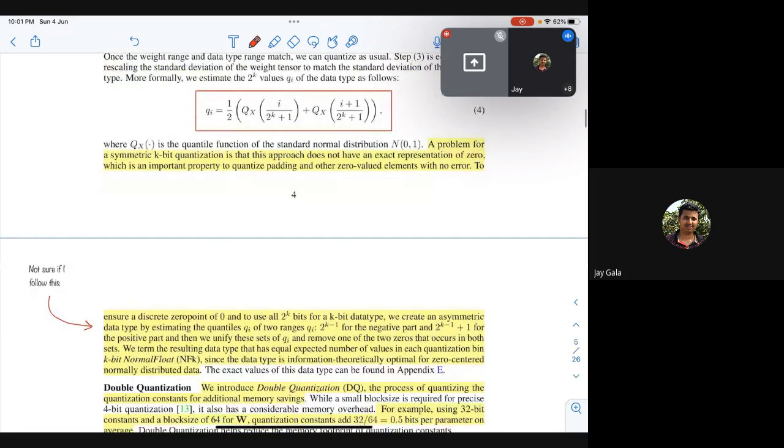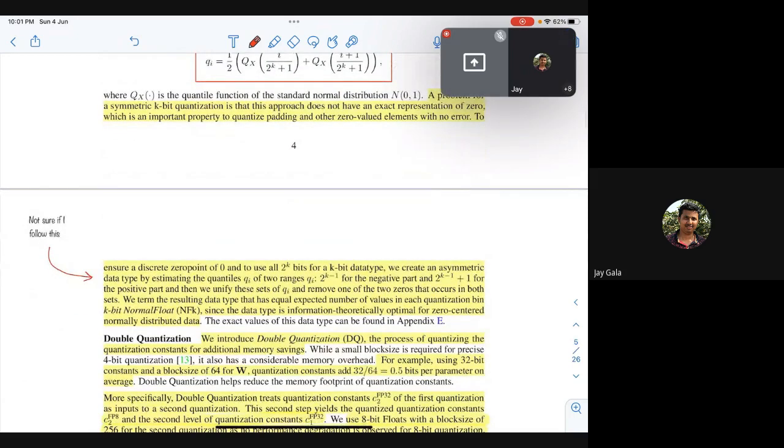So in order to do this, what the authors do is they create this quantization asymmetric, by adding quantiles q_i for 2 ranges. One is between 2 raised to k minus 1 for the negative part, and 2 raised to k minus 1 plus 1 for the positive part. And by doing this, you might have 0 on both sides, so just remove one 0. But I'm not sure I completely follow this part, but this is how they try to do it.